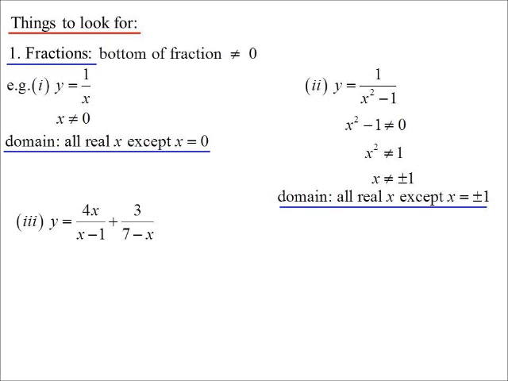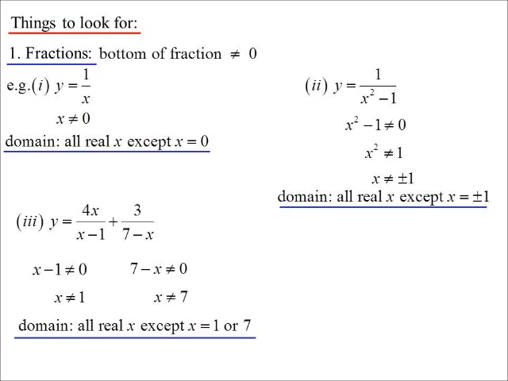I've got a combination of two fractions there. Well, both fractions must still obey that rule. So I know x minus 1 can't equal 0. That gives me one exclusion. And 7 minus x can't equal 0 gives me another exclusion. So all real x except x equals 1 or 7.